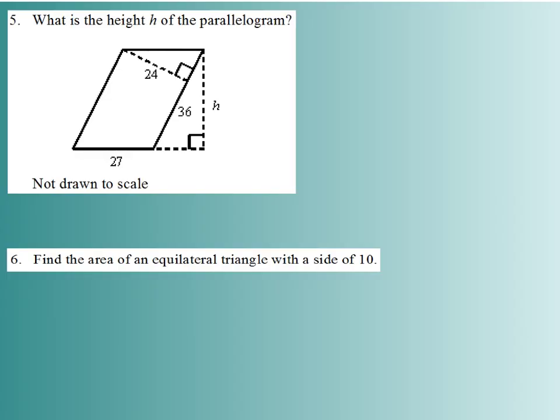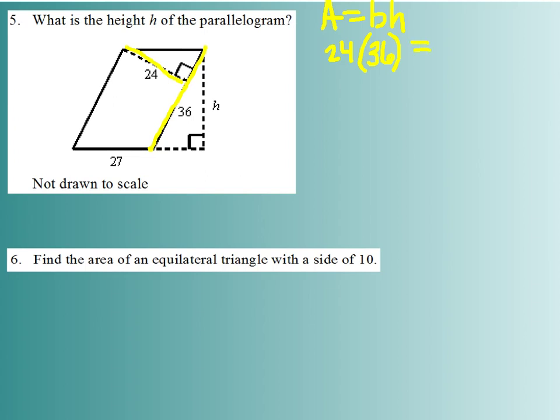Alright, number 5 says, what is the height h of the parallelogram? Well, we know area is equal to base times height. So if we look here, here's a height, and it's perpendicular to this base. So we see that 24, the height, is perpendicular to 36. So that's one formula that could give us area. I didn't mean to draw down here.